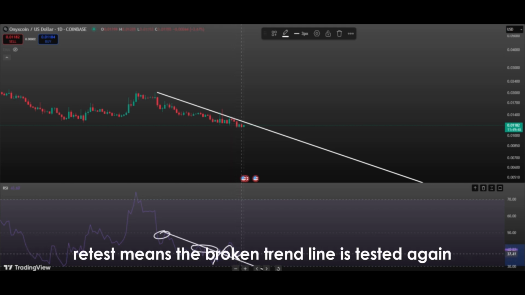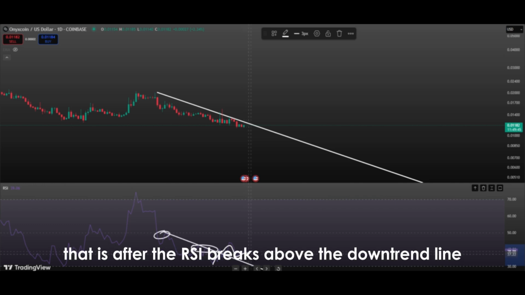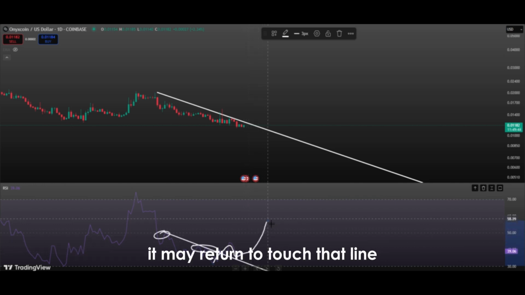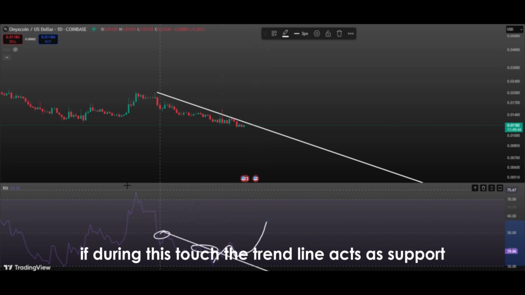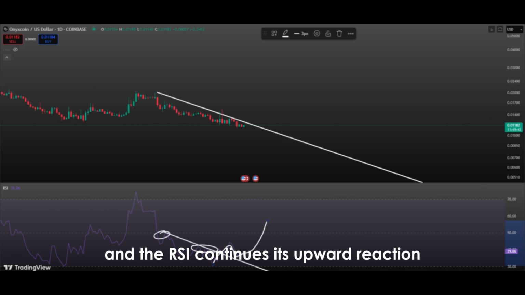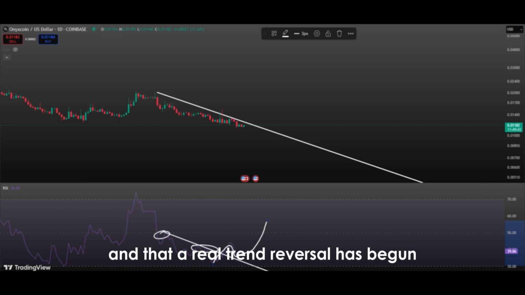Retest means the broken trend line is tested again. That is, after the RSI breaks above the downtrend line, it may return to touch that line. If during this touch, the trend line acts as support and the RSI continues its upward reaction, it confirms that the breakout is not false and that a real trend reversal has begun.